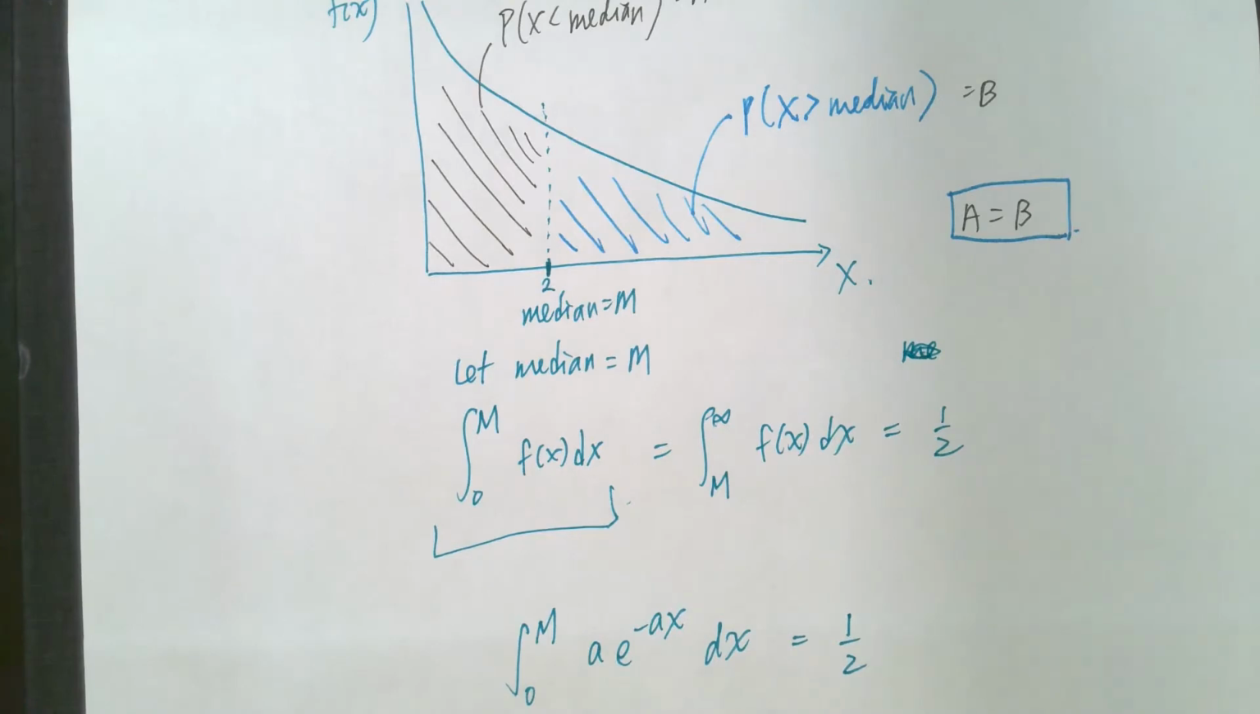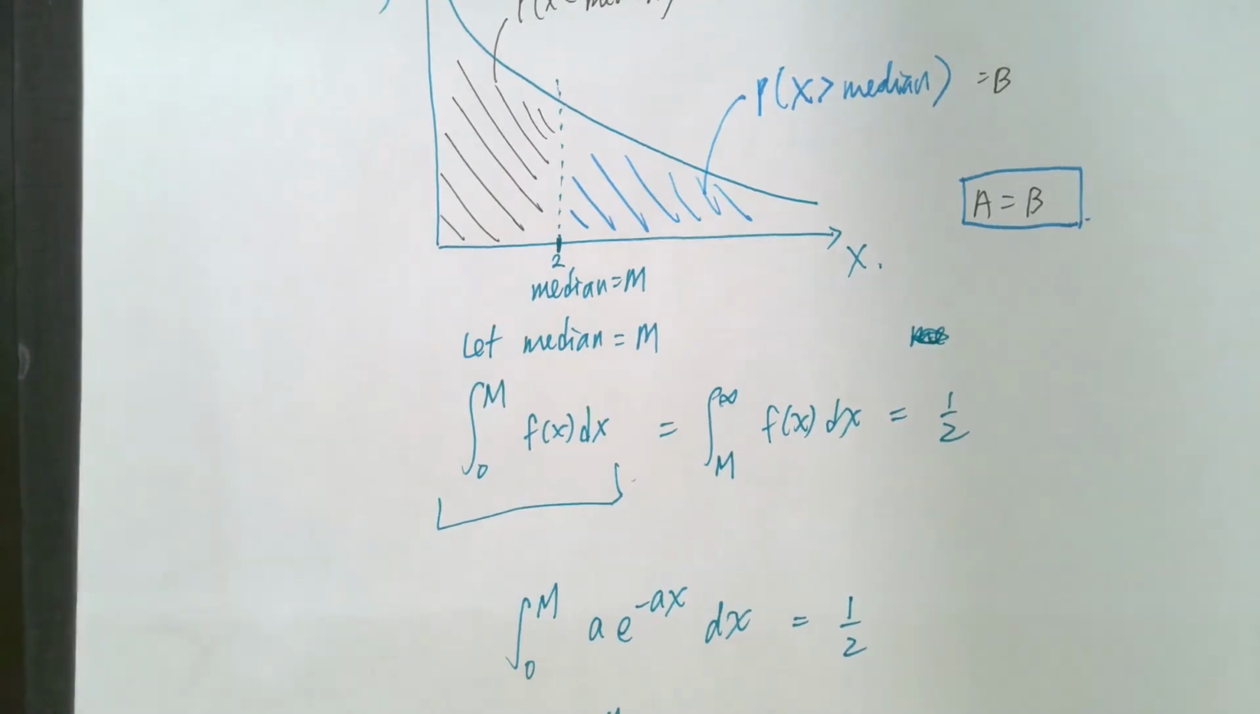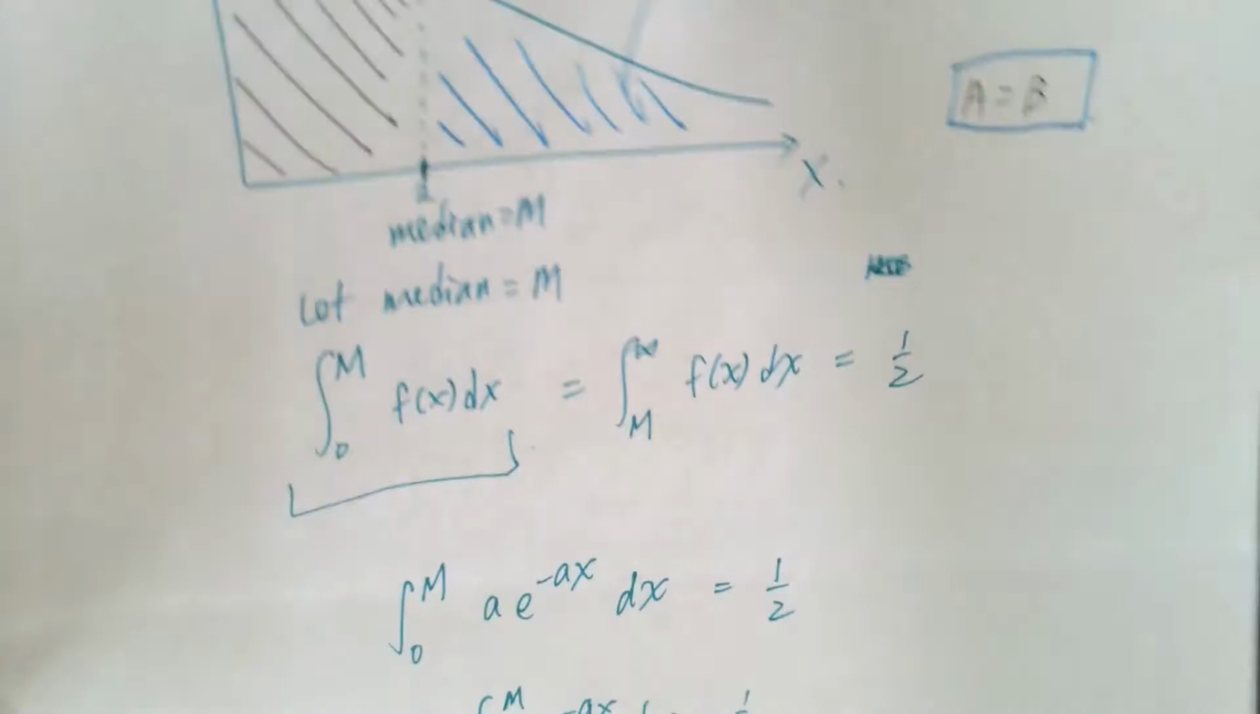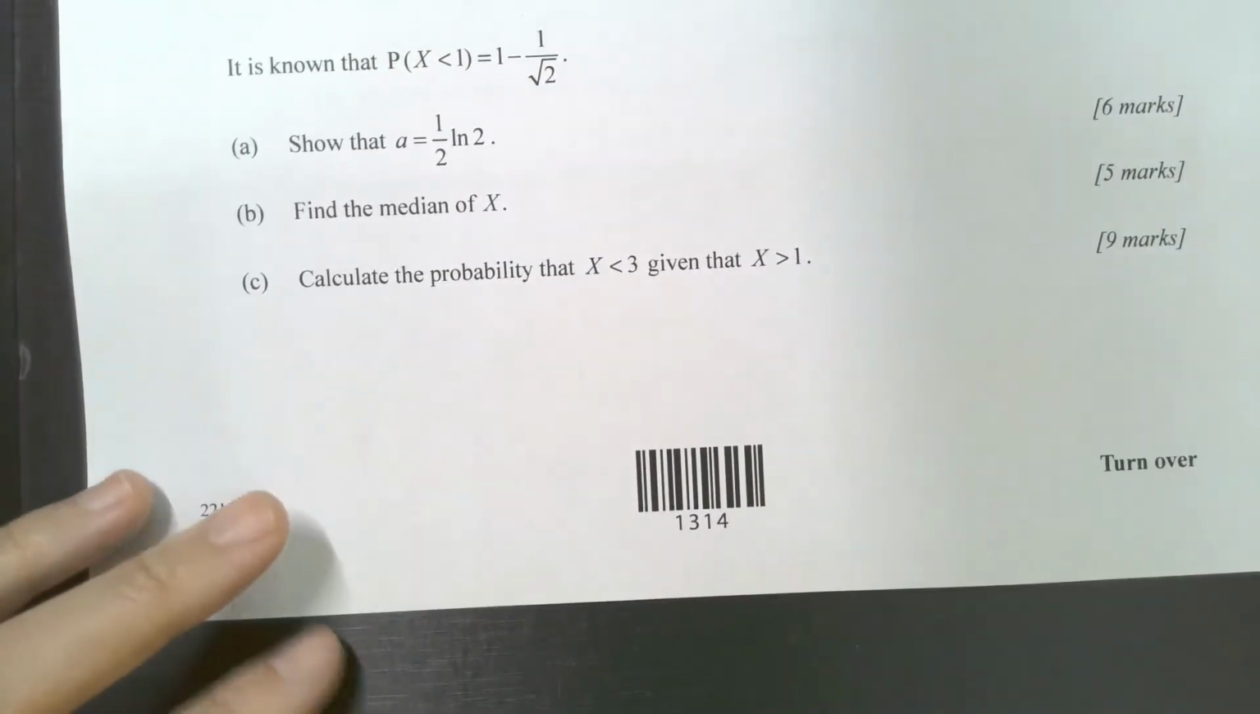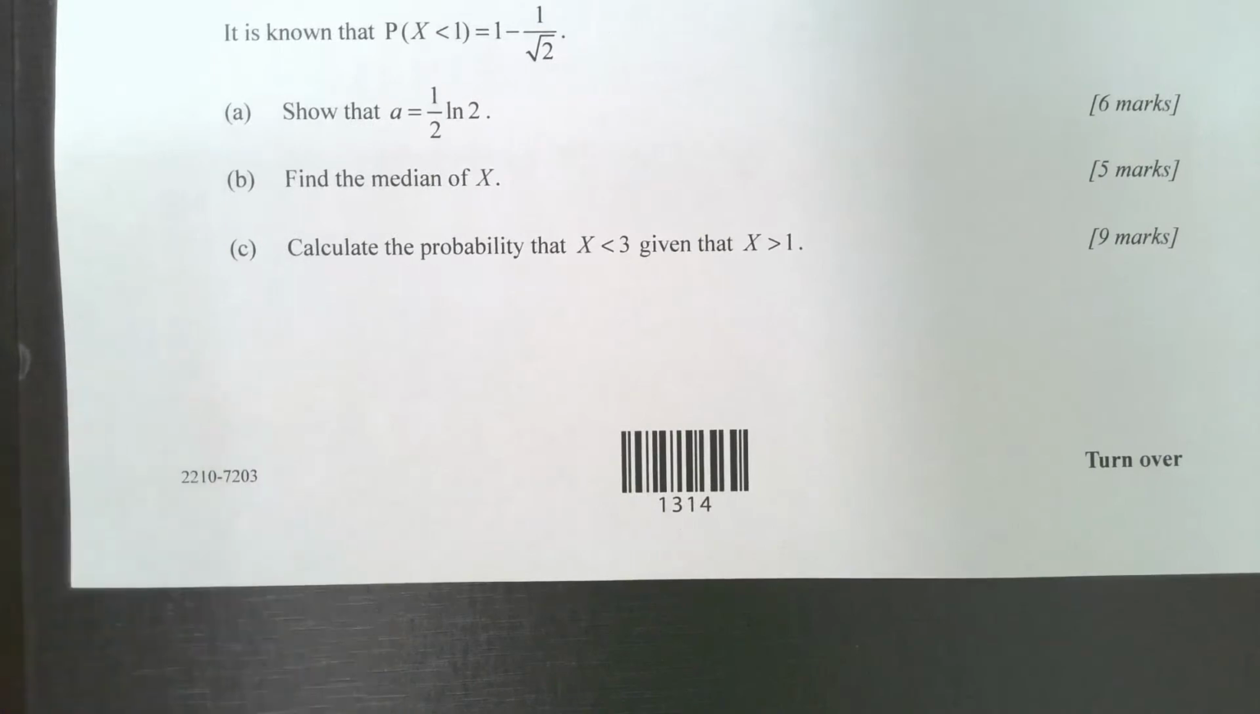Okay, so we should keep this sheet because I kind of like it. Anyway, it's pretty neat. Okay, let's go back to the third example, right? Calculate the probability that x is less than 3 given that x is greater than 1. If you see "given" in any question, you should immediately think it's a question on conditional probability, right?